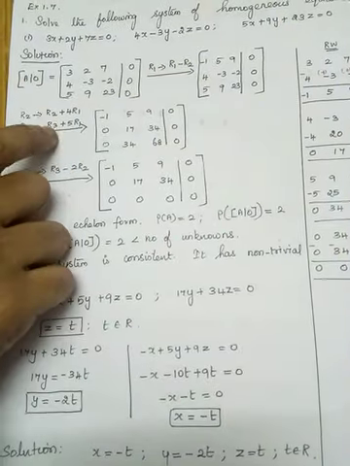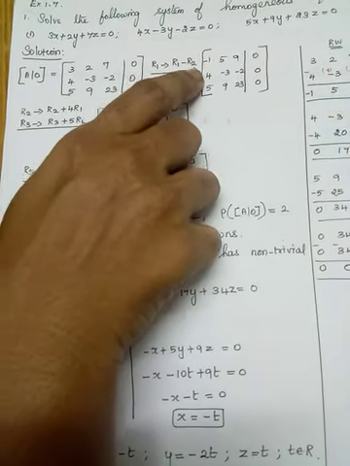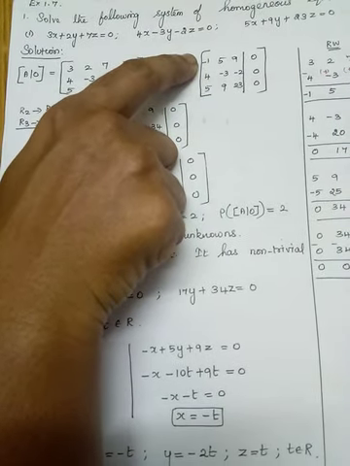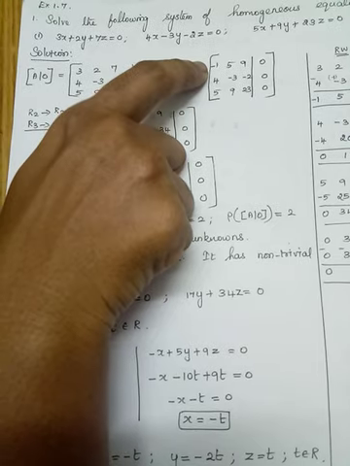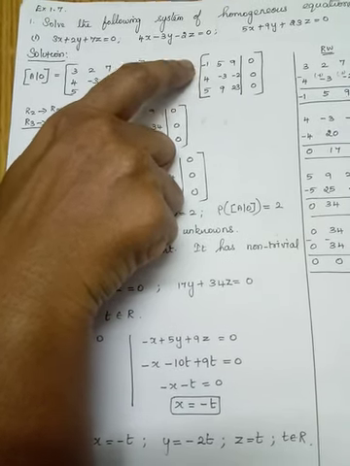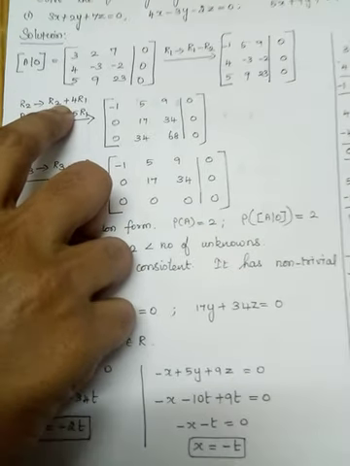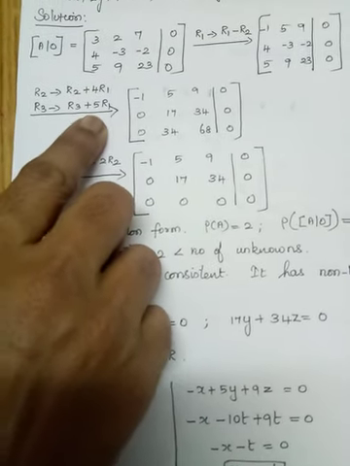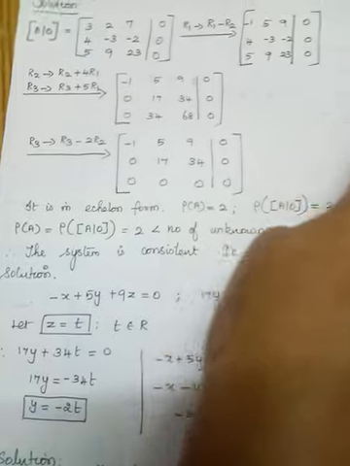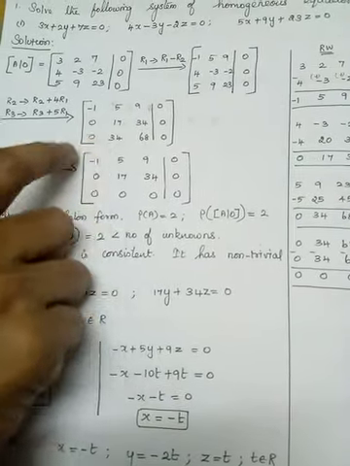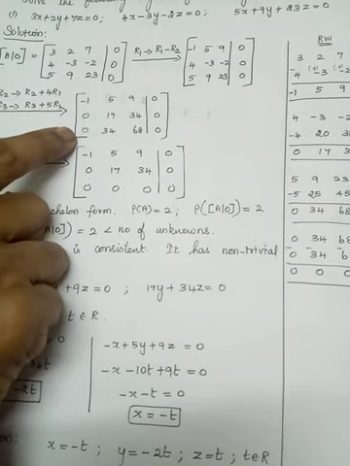Why I use addition here: here we have 4, and if I multiply by 1, I will get minus 4. So plus 4 minus 4, when you add, it will become 0. So that's why R2 plus 4R1 and R3 plus 5R1. So I have done the rough work. I got this answer. Next, I made these two elements 0.